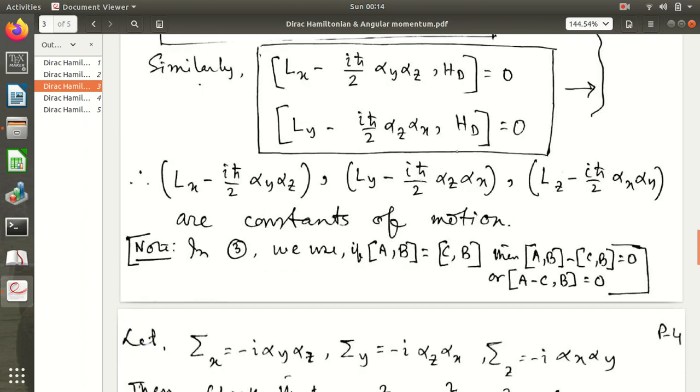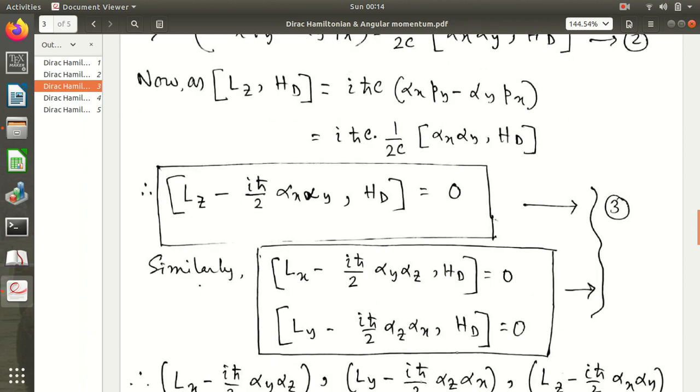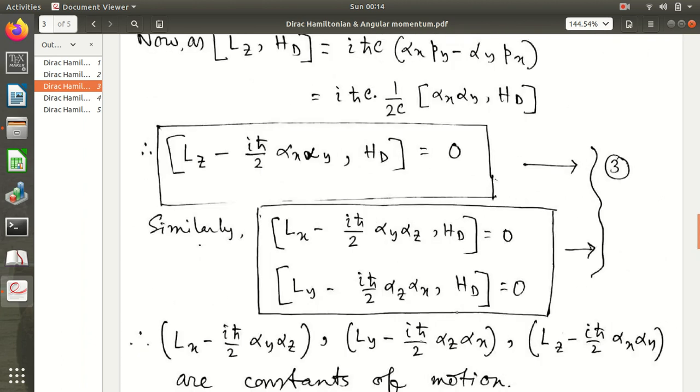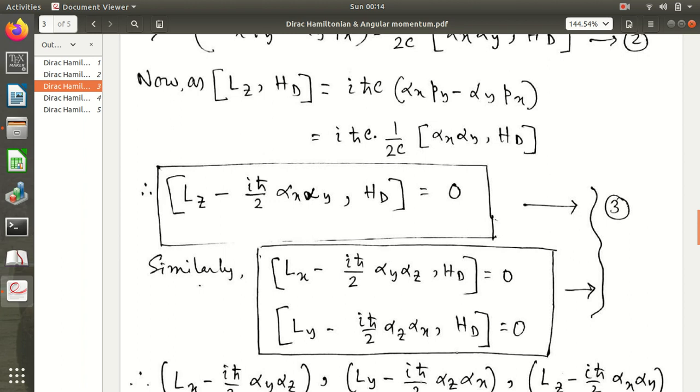I have added a note at the end of the page. If we have A commutation B equal to C commutation B, like here, LZ commuting with HD and this one commuting with HD, then bring this one to the left hand side. So A minus C will commute with B. So use this one here. You will find LZ minus i h cut by 2, this c cancels out, alpha x alpha y. These two quantities commute with HD. LZ minus i h cut by 2 alpha x alpha y, whole together, commutes with HD.